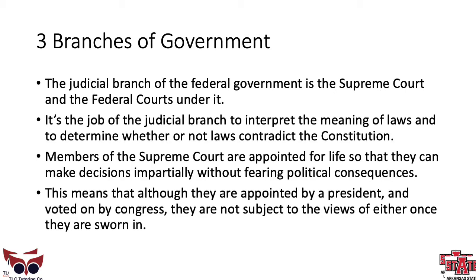The judicial branch of the federal government is the Supreme Court and the federal courts under it. It's the job of the judicial branch to interpret the meaning of laws and to determine whether or not laws contradict the Constitution. Members of the Supreme Court are appointed for life, so they can make decisions impartially without fearing political consequences. This means that although they are appointed by a president and voted on by Congress, they are not subject to the views of either once they are sworn in.